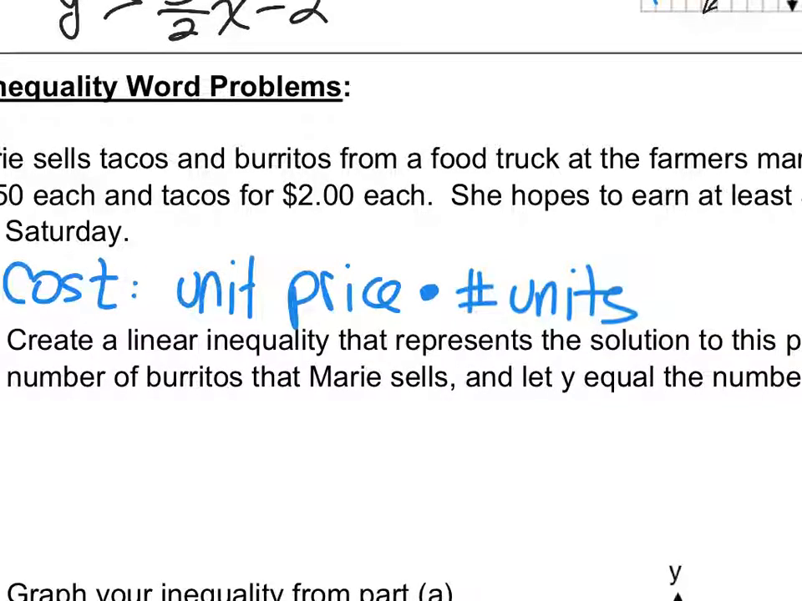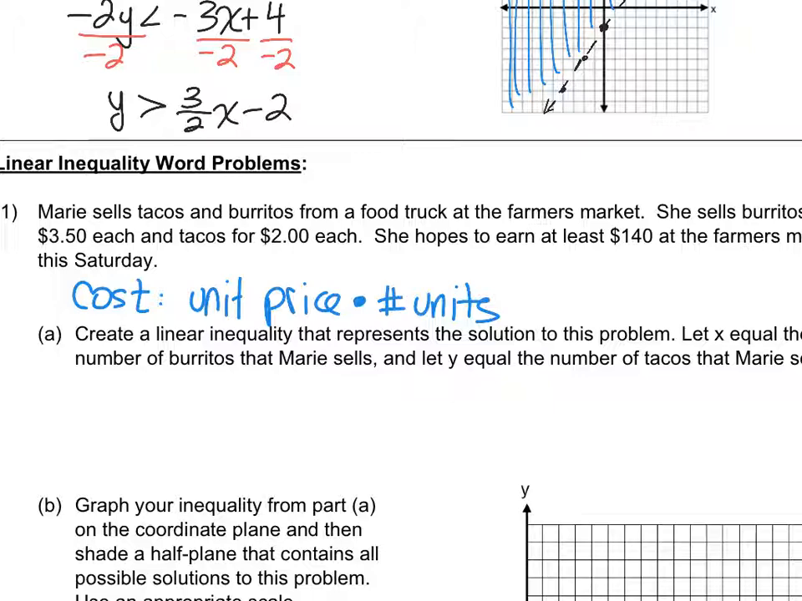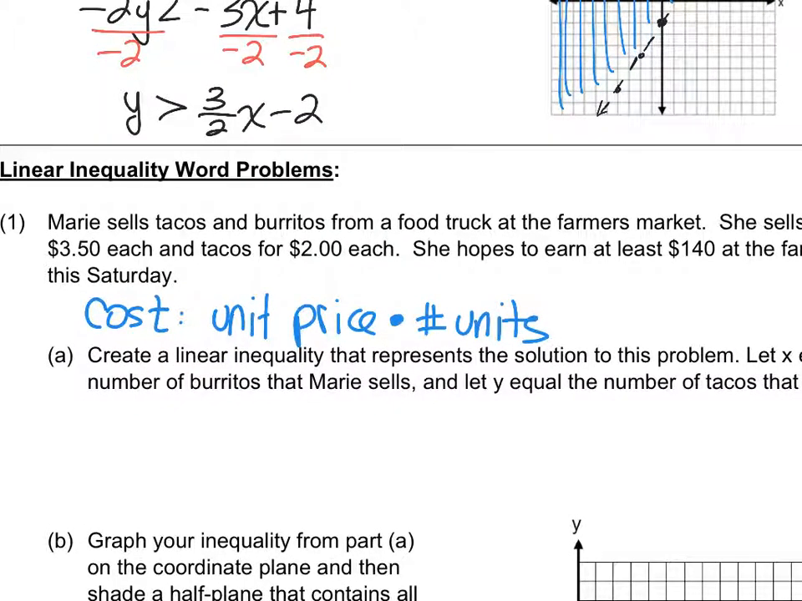All right, so what we're doing here is we're looking for the cost for the tacos and the burritos. The burritos are $3.50. That's the unit price. That's how much one burrito would cost. Multiply that by the number of burritos.